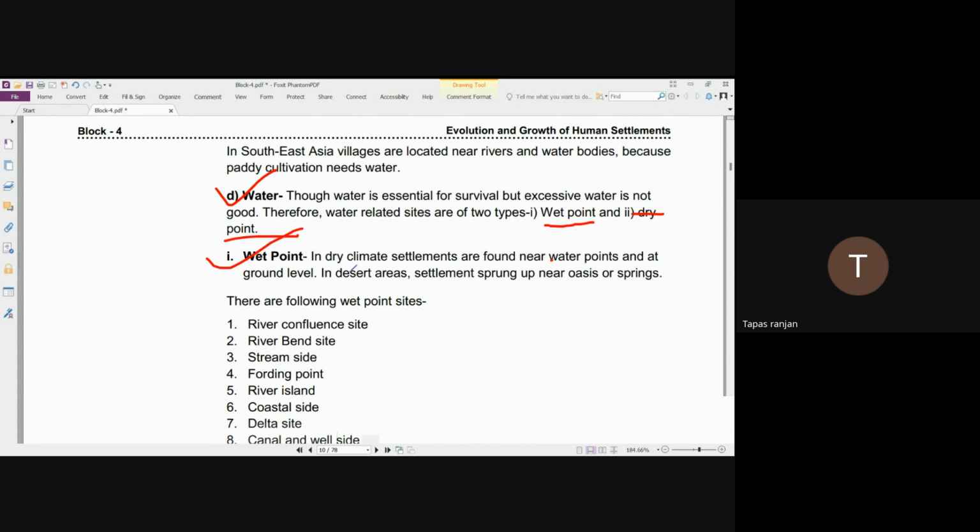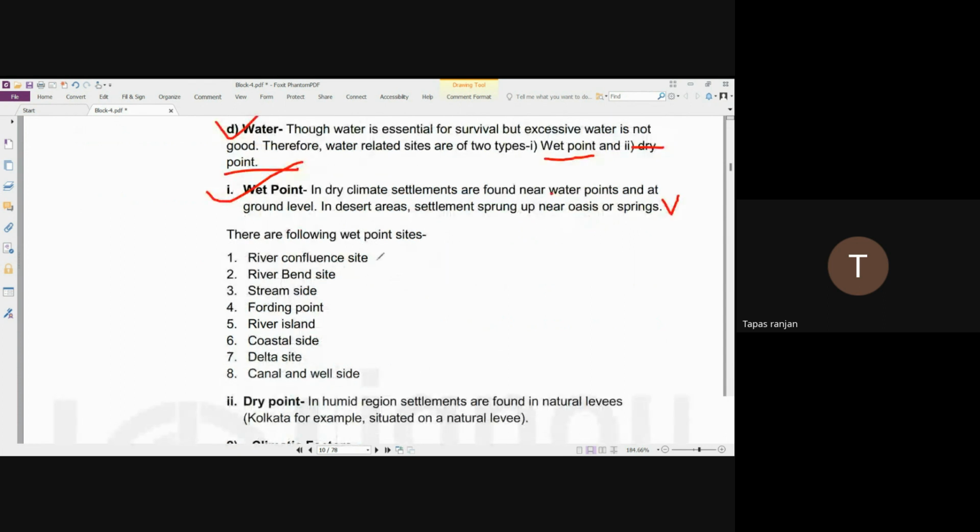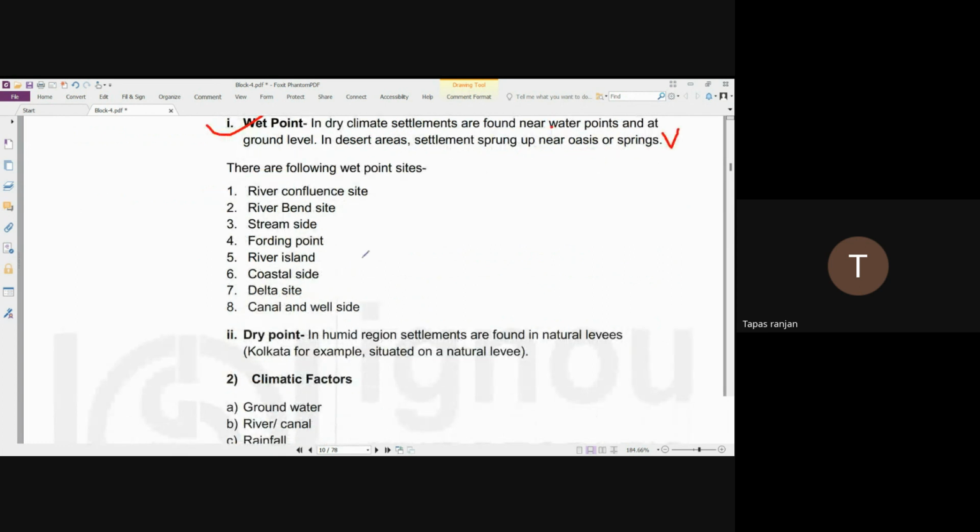And basically in deserts, if settlements have sprung up near the oasis or springs, then those are basically the wet points. What are the different examples of wet points? River confluence sites, river bend sites, stream sites, okay, coastal sites, delta sites, canal and well sites. So all these are wet points.